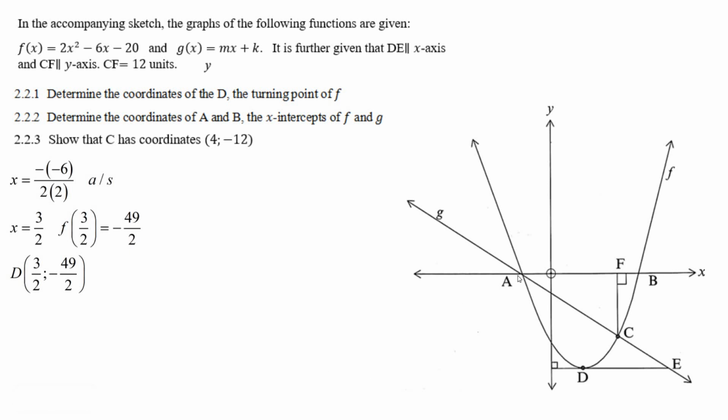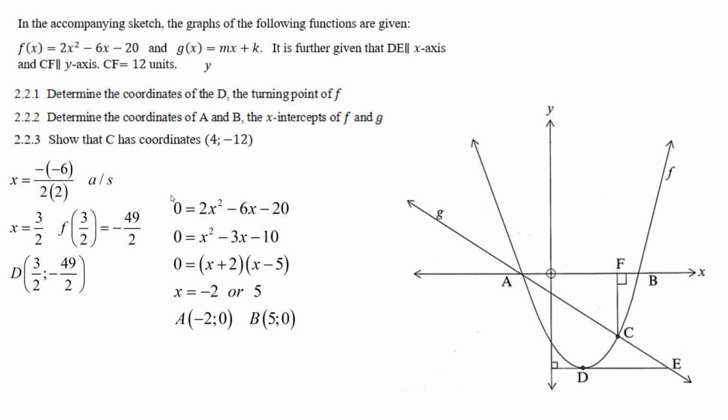Now it says determine the coordinates of A and B, the x-intercepts. Well, to find an x-intercept, you know what to do. Make y equal 0. So we do. And then we divide everything by 2, and we're looking at a nice, easy thing to factor, because 2 times 5 is 10, and plus 2x minus 5x gives you the minus 3x. So x is minus 2. Minus 2 and 0 are the coordinates of A. 5 and 0 are the coordinates of B.